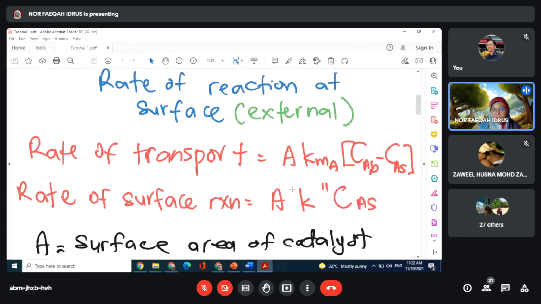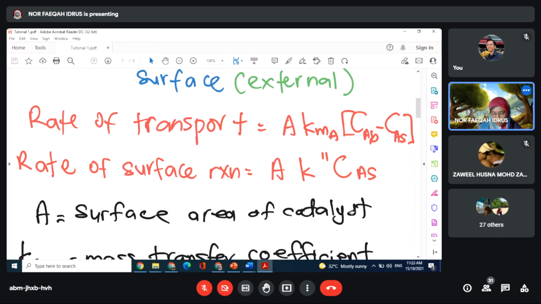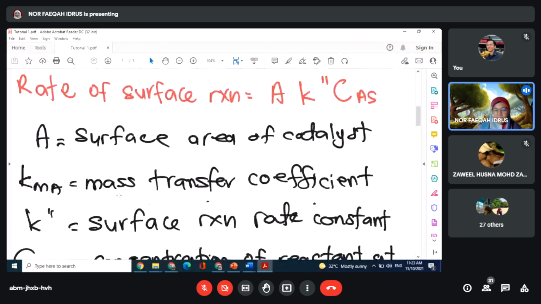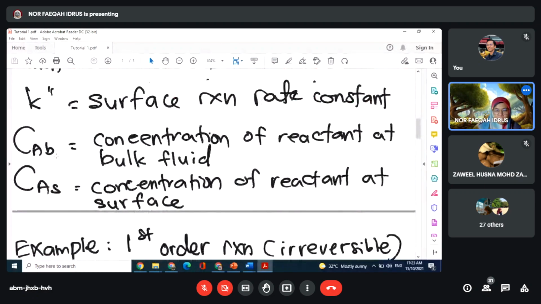Rate of transport, okay, define satu-satu. What is the rate of transport? So surface area multiplied by km, CAb minus CAs. So semua ni ada dalam nota. Rate of surface reaction, surface area multiplied by the rate of reaction. Okay, and then saya dah tunjuk definition.